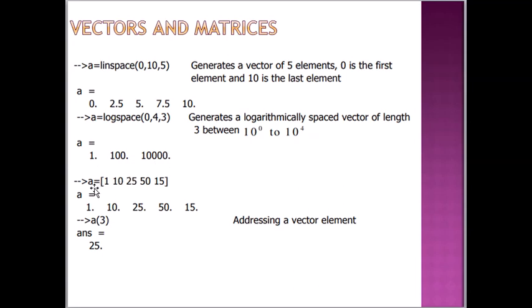Similarly, if we write one vector a is equal to 1, 10, 25, 50 up to 15, then we get these variables. And how do we assign, meaning how do we pick up the exact data from our matrix? If we write A(3), it means that we are taking the third component of A. A is the row matrix. So here if we write A(3), then we get 25 as the answer, right?